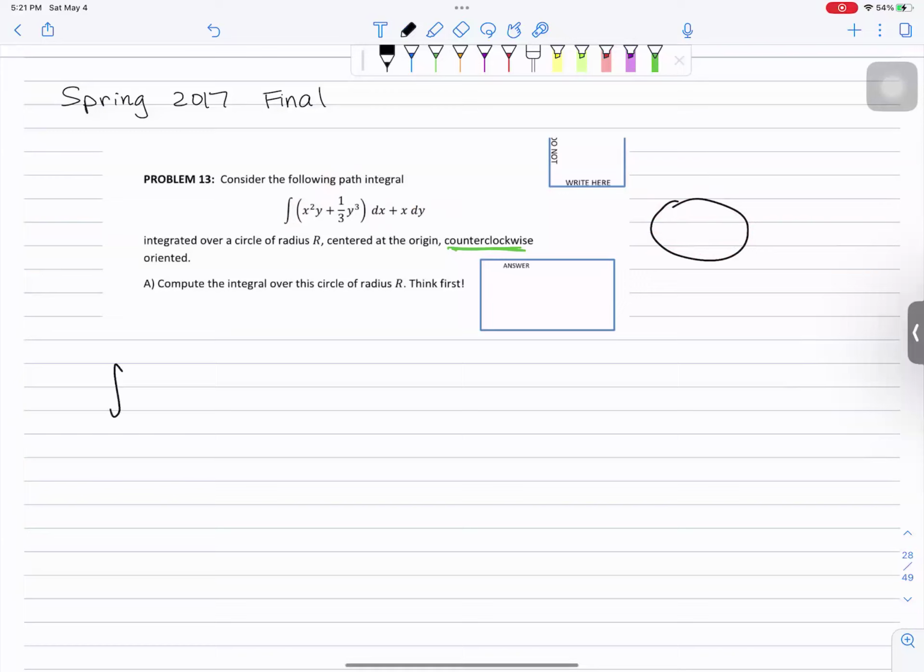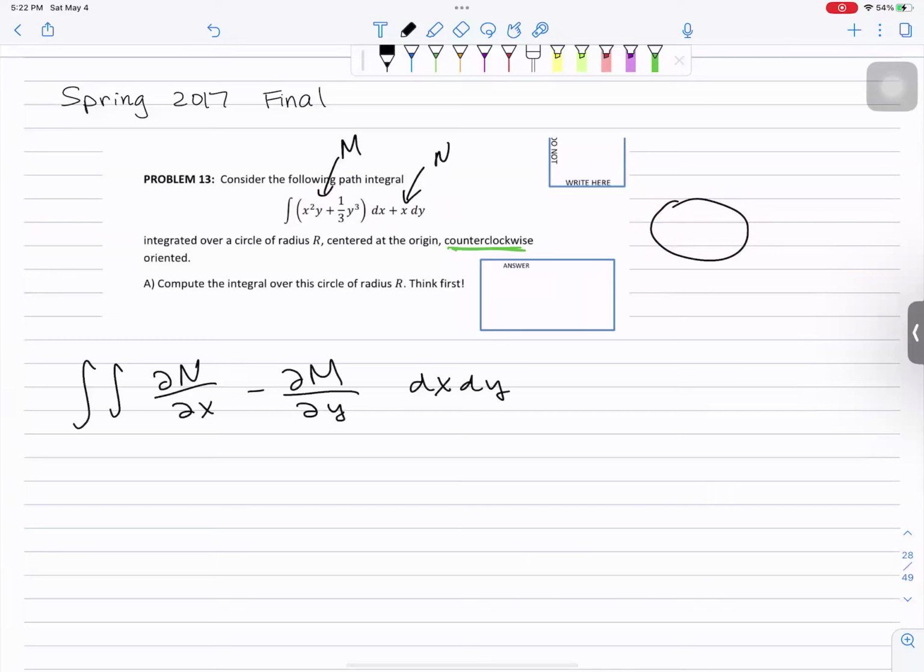So what does Green's theorem say? It says that I could do the partial of the second component, let me call this M and I'll call this N, partial of the second component with respect to x minus partial of the first component with respect to y, dx dy. What happens when I do that? The partial of this with respect to x is 1. The partial of this with respect to y is x squared plus y squared, dx dy.